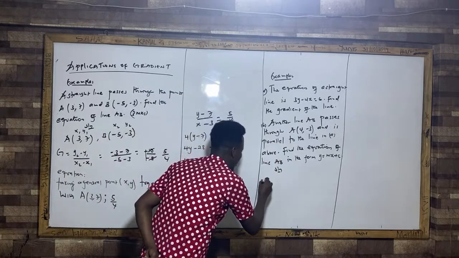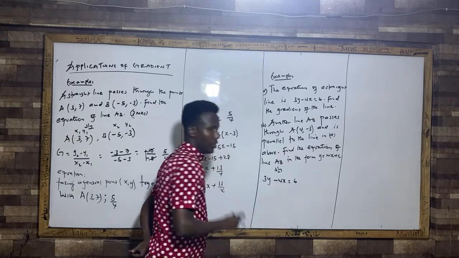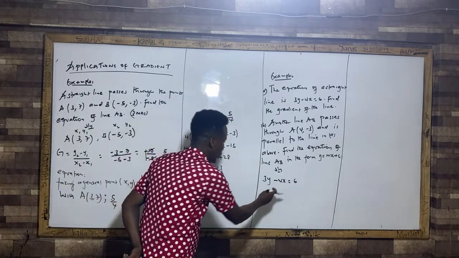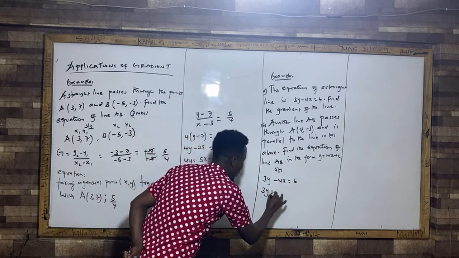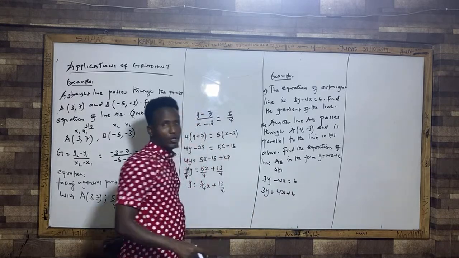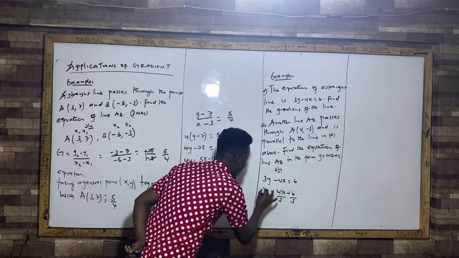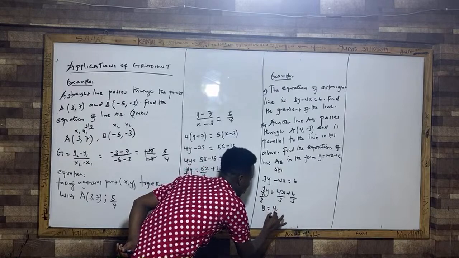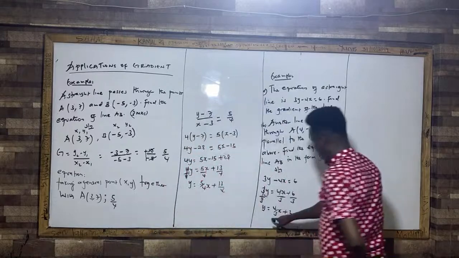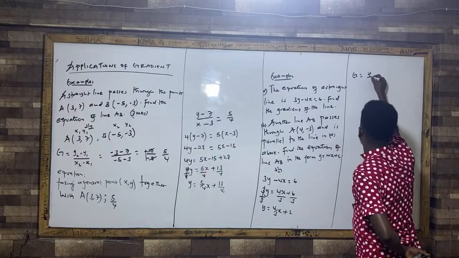So let me write the equation. The equation given is 3y minus 4x is equal to 6. This equation is not written in the form y is equal to mx plus c. So what are we going to do? We will take this one to the other side. So we're going to say 3y is equal to 4x plus 6. Then divide throughout by the coefficient of y. So we have y is equal to 4 out of 3 x plus 2. So the gradient is this one now, our m. So I'm going to say the gradient is equal to 4 out of 3.